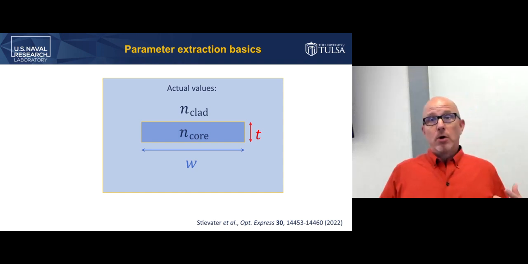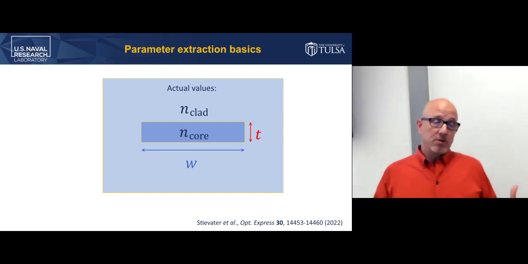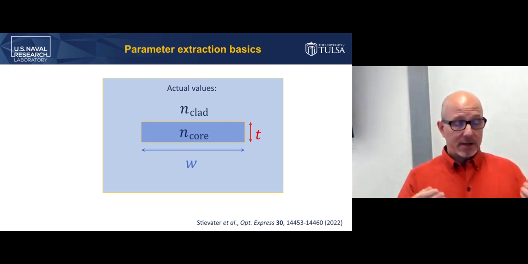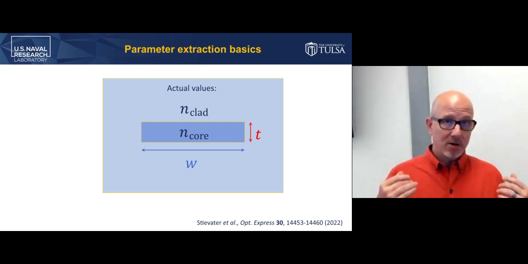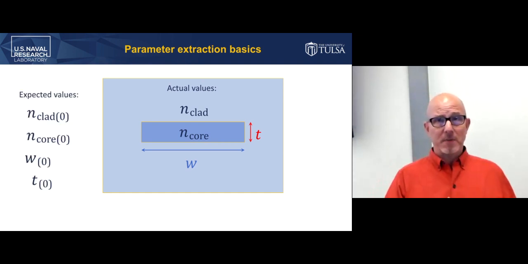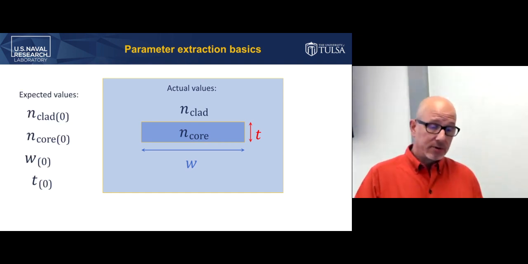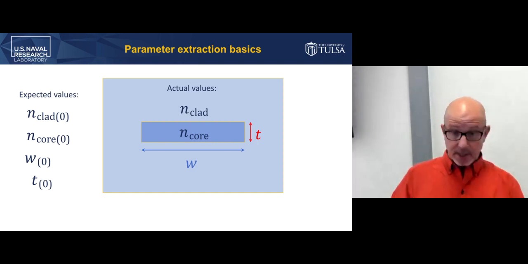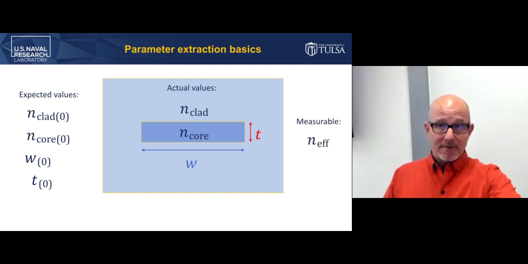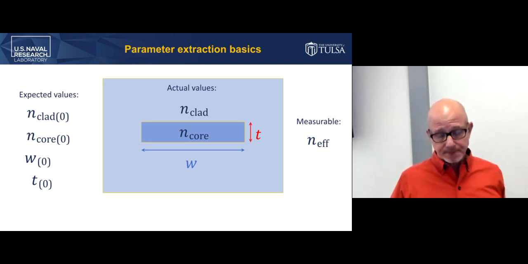Okay, so here's parameter extraction basics. We've got actual values of the fabricated waveguide: width, thickness, core index, and cladding index. And we've also got design or expected values of those same parameters. Okay? And what can we measure? Like we talked about before, that's the effective index. We don't have access to any of these other parameters.